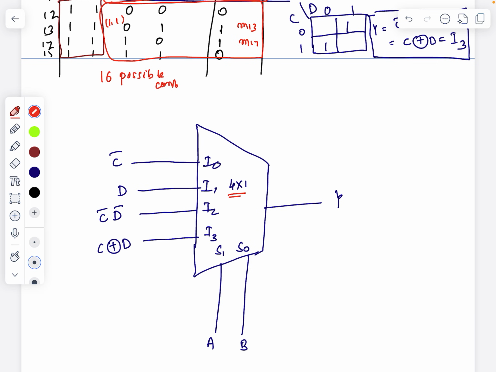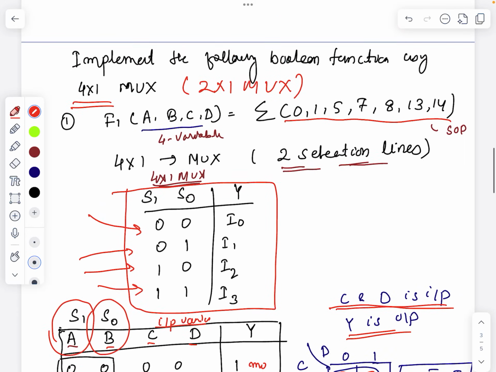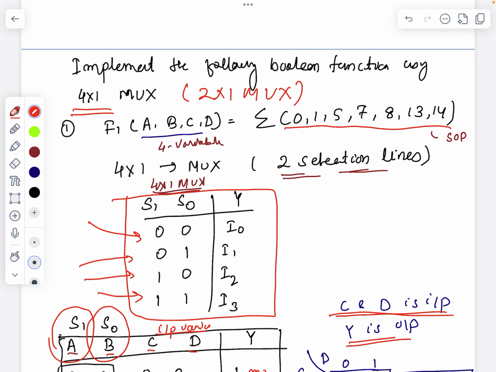So I have taken a 4 cross 1 mux here. You can see here A and B I have taken as the selection lines, which are S1 and S0. I have four inputs I0, I1, I2, I3. For I0 I got C bar, I1 I have taken D, I2 I got C bar D bar, I3 equal to C XOR D. I have taken the output equal to Y. In this way I can implement any Boolean function using a 4 cross 1 mux.